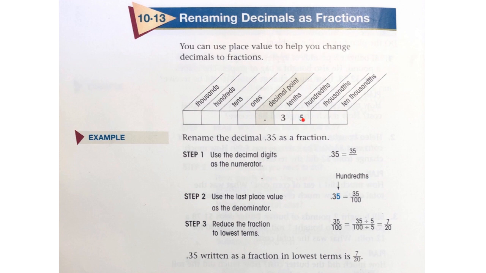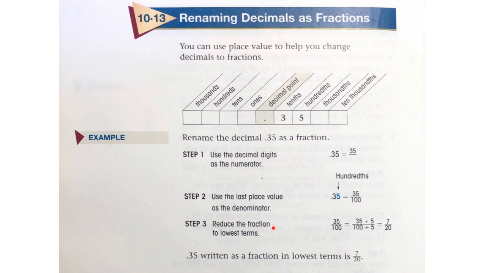So here's the last place value. There's a 5 here. There's no more numbers. So when you look at the place value of the 5, that's in hundredths. So we have 35 out of 100, and that 100 becomes the denominator. 35 hundredths, 35 over 100.